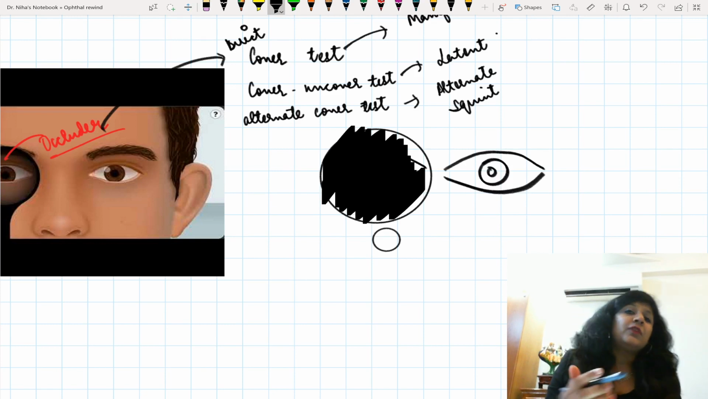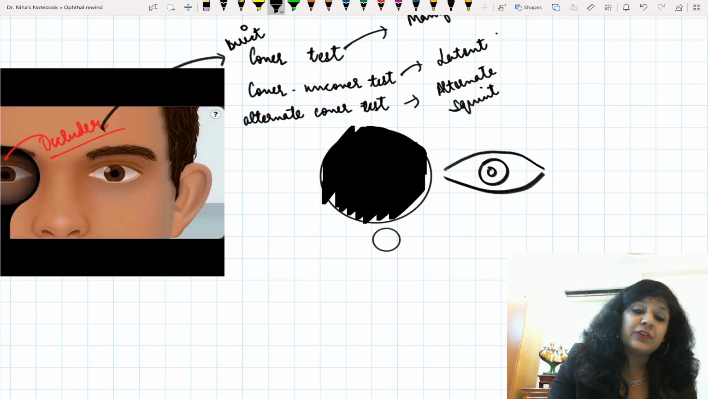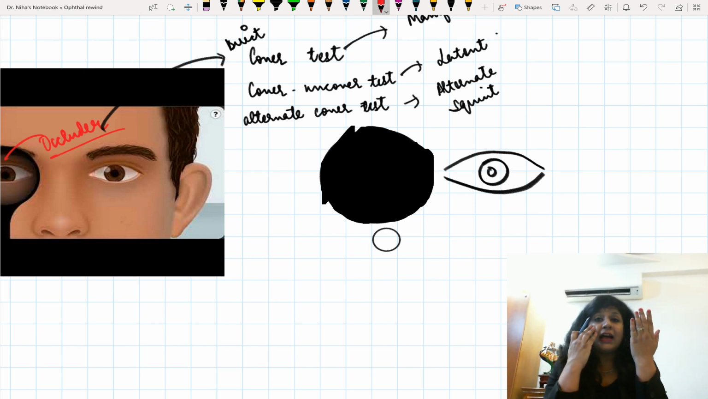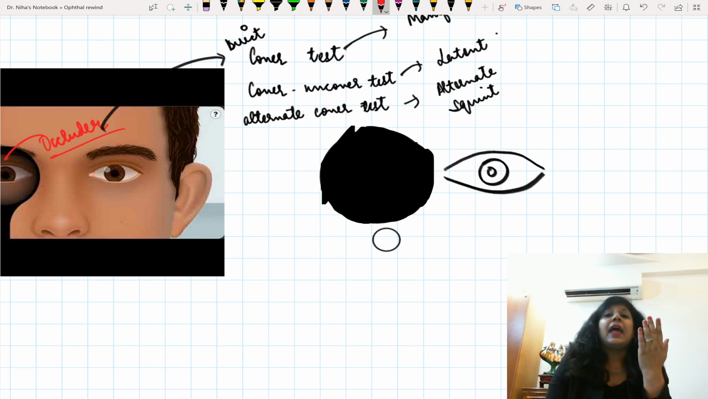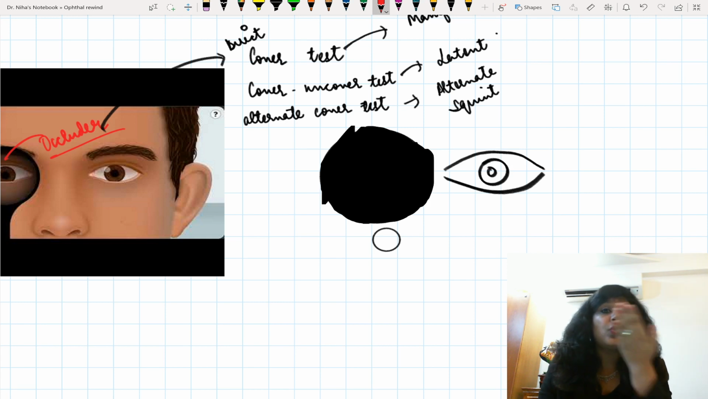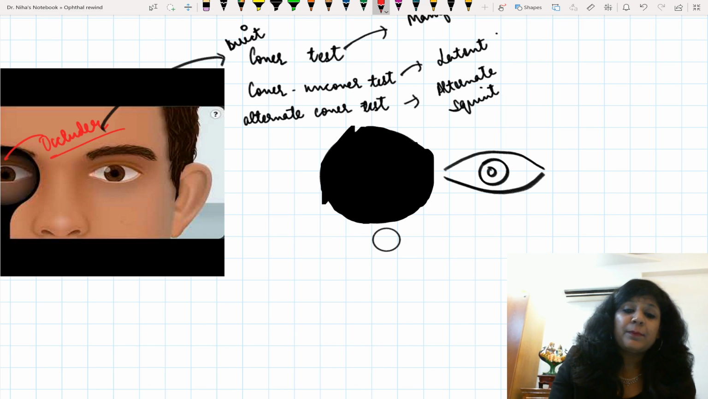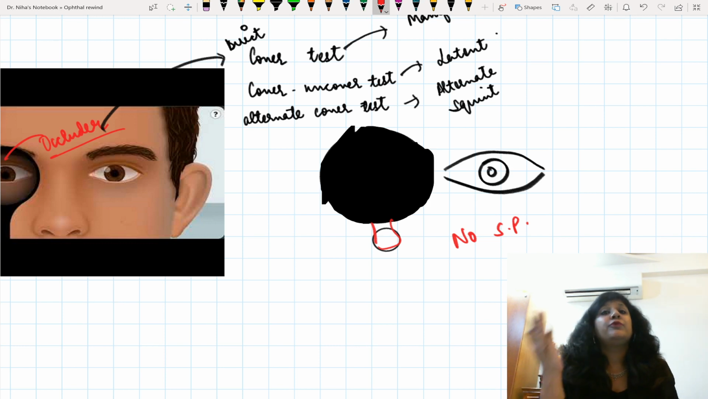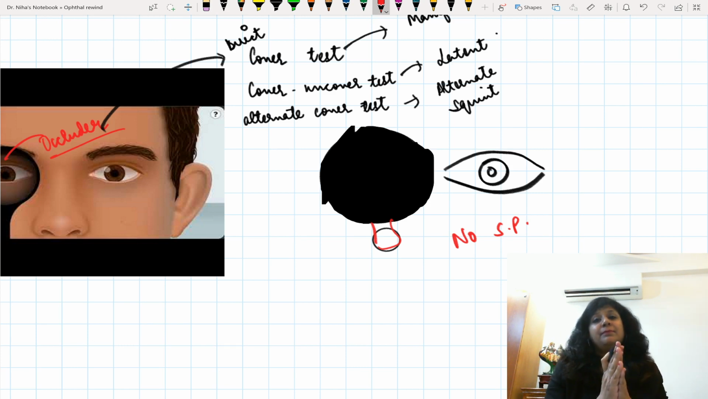Okay, now what will happen under the cover? If the person is having the squint in this eye, then under the cover, the only looking eye becomes the fixating eye, right? And there is no simultaneous perception. As soon as you cover one eye, there is no simultaneous perception. Because there is no simultaneous perception, there is no fusion. So fusion will be broken, and after the fusion is broken, diplopia will manifest.